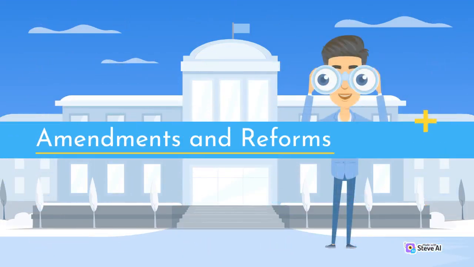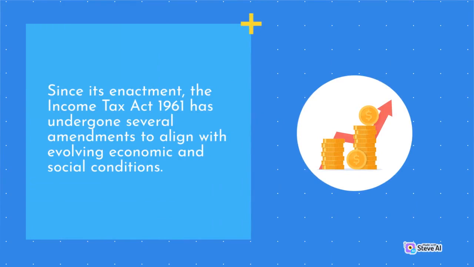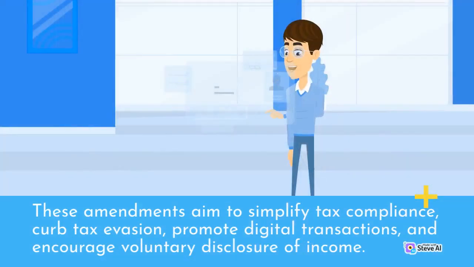Amendments and reforms. Since its enactment, the Income Tax Act 1961 has undergone several amendments to align with evolving economic and social conditions. These amendments aim to simplify tax compliance, curb tax evasion, promote digital transactions, and encourage voluntary disclosure of income.